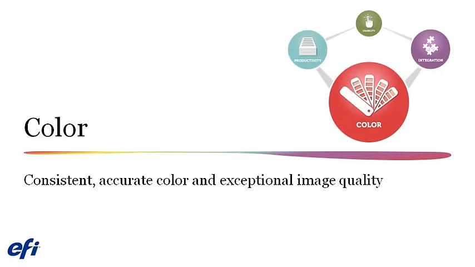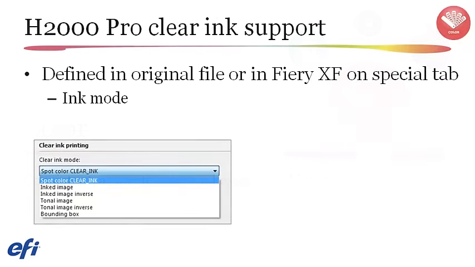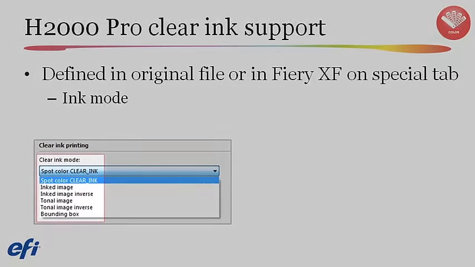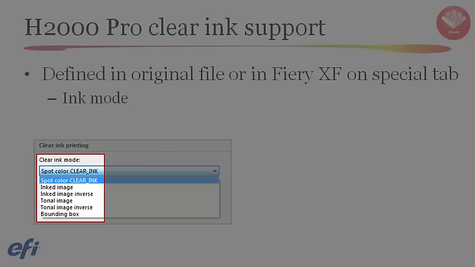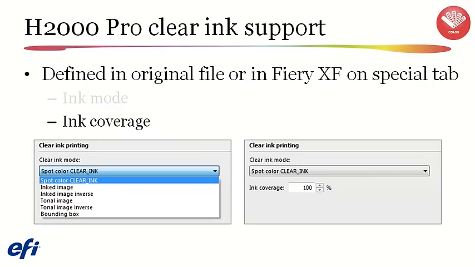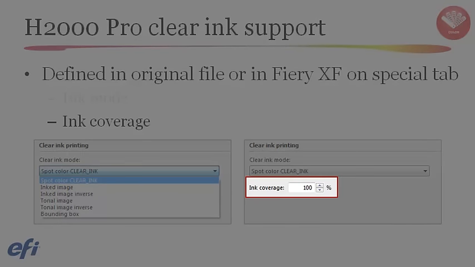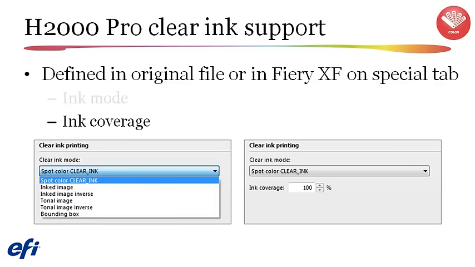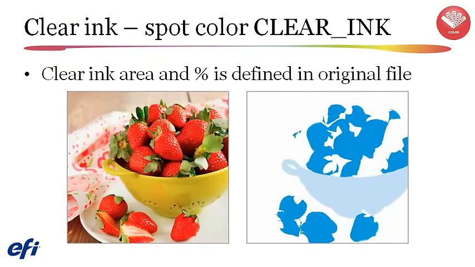Let's turn our attention for a moment to the improvements in the color area and look at how FireEXF 6.2.2 works with clear and white ink. Looking at the special tab for the H2000 output device, you will see that FireEXF 6.2.2 will support clear ink in the spot color clear ink, inked image, inked image inverse, tonal image inverse, and bounding box modes. In addition, the clear ink coverage can be specified from 1 to 100% in 1% increments. Let's take a more in-depth look at the clear ink handling modes for the H2000 printer.